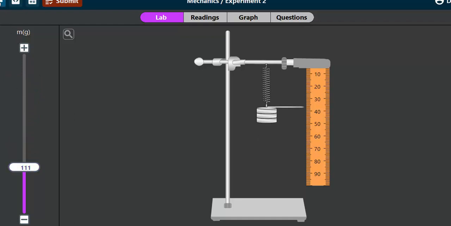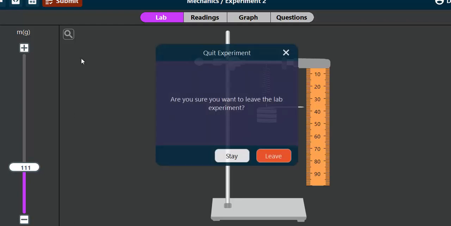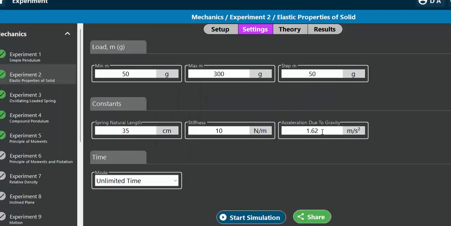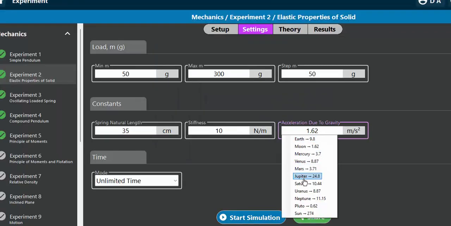So let's take a look at how it will behave on Jupiter. On planet Jupiter, let's pick Jupiter here. That of Jupiter is 24.8. Jupiter has a very high gravity, so the acceleration due to gravity is 24.8.